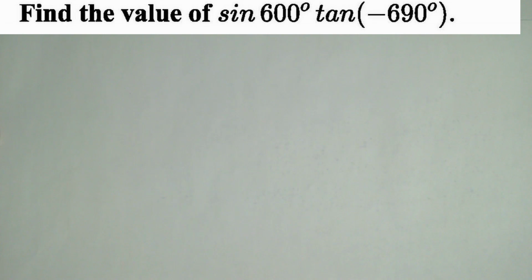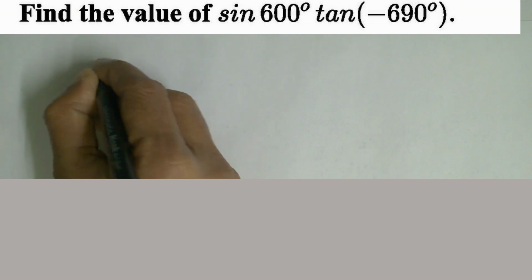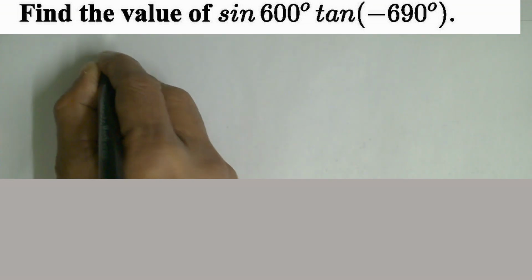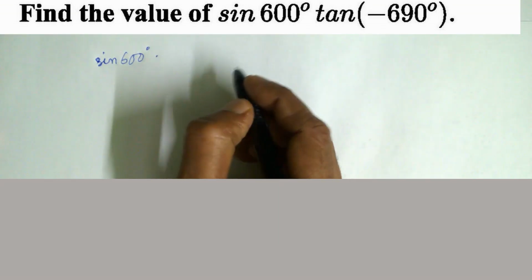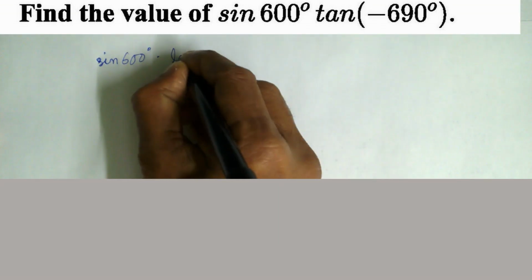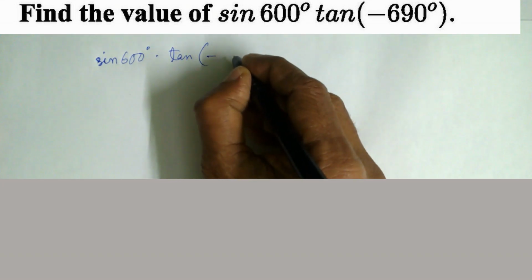Find the value of sine 600 degree tan within bracket minus 690 degree. First write the question. Sine 600 degree into tan of minus 690 degree.